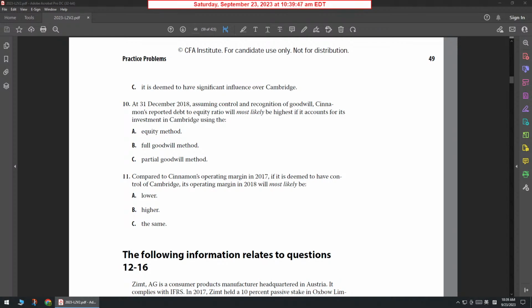So 230 divided by 2675 is 8.59%. So we went from 9% operating margin to 8.59% by assuming control. And the question is asking, if it is deemed to have control, its operating margin in 2018 will most likely be A, lower. The following information relates to questions 6 through 10, and it's laid out the same way as the first one.